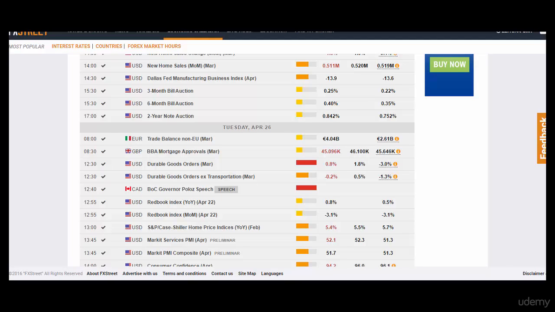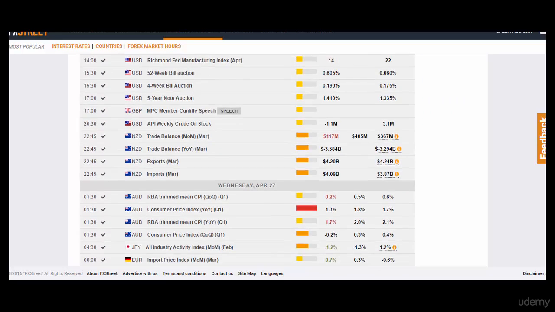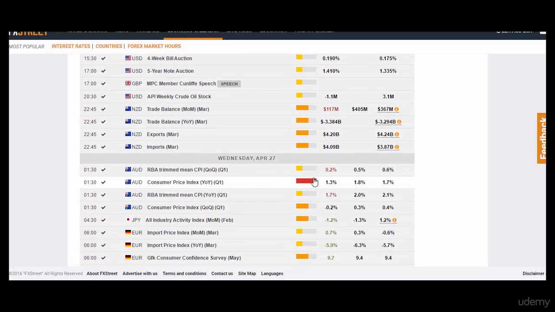If you know that the fundamental announcement is going to come out bad, then you can enter the market before. If you're not sure, then it's best to wait until the release of the fundamental announcement, then you enter the market. For example, on April 27th, we have consumer prices for the Australian dollar. Now, this is a high volatility economic indicator. It's going to cause high market volatility, so prices are going to move whenever this announcement is released.